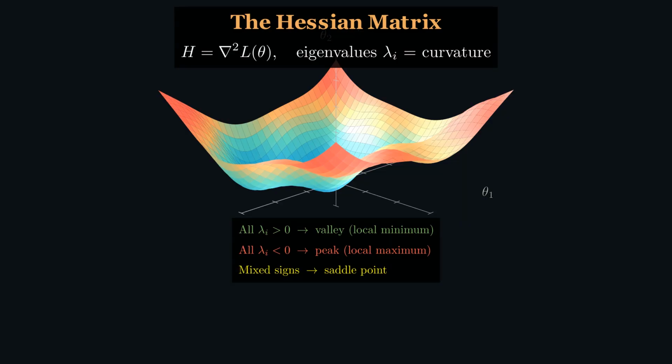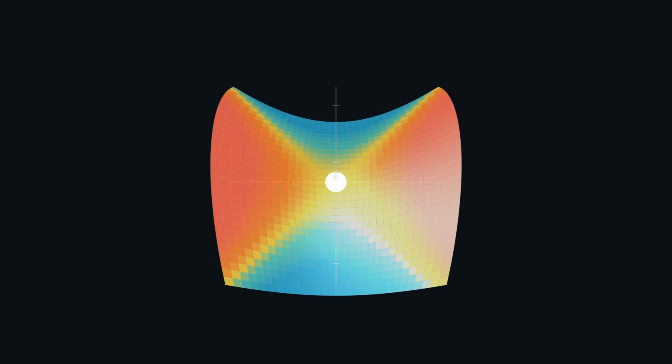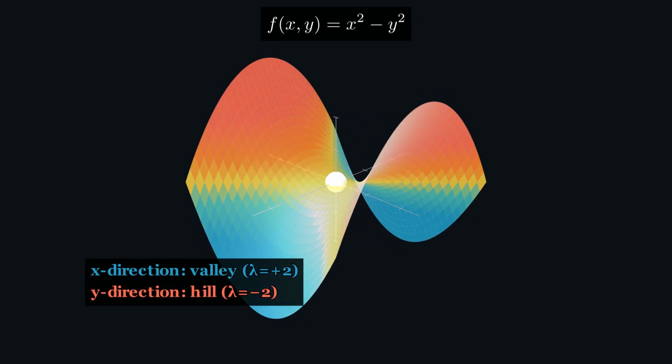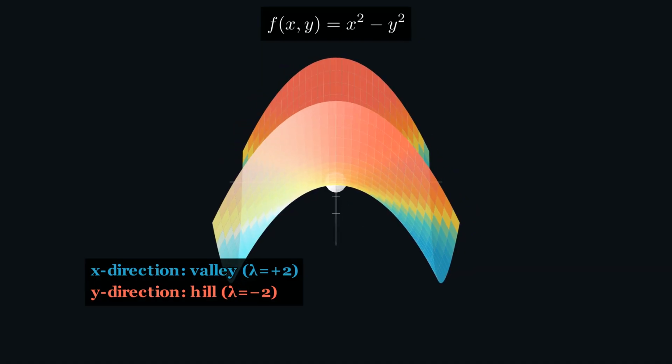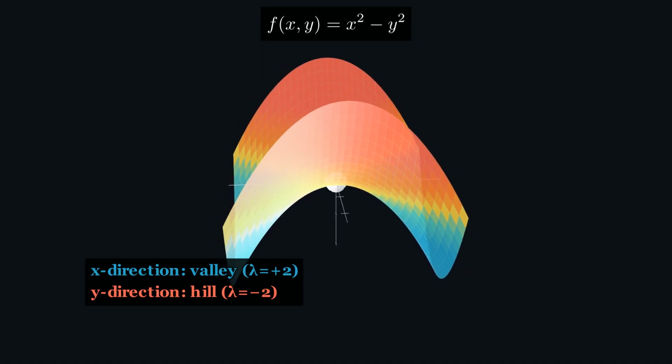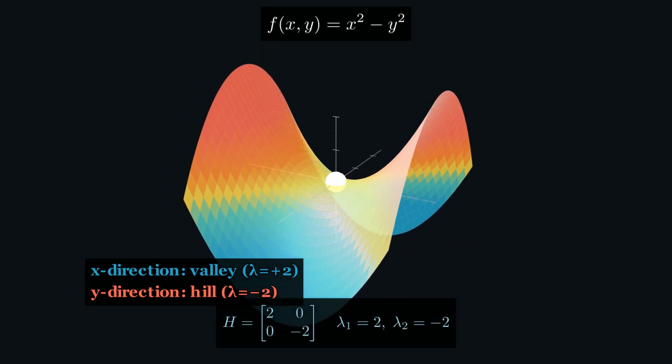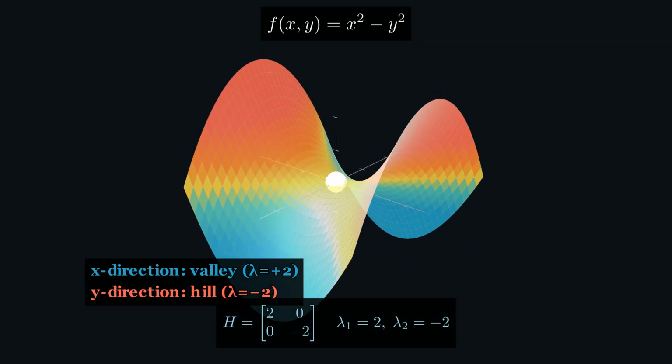When all eigenvalues are positive, every direction curves upward, a valley. When all are negative, a peak. But when signs are mixed, we get something fascinating, a saddle point. Along the x direction, eigenvalue +2, it curves up like a valley. But along the y direction, eigenvalue -2, it curves down like a hill. This shape will turn out to be far more important than any local minimum.